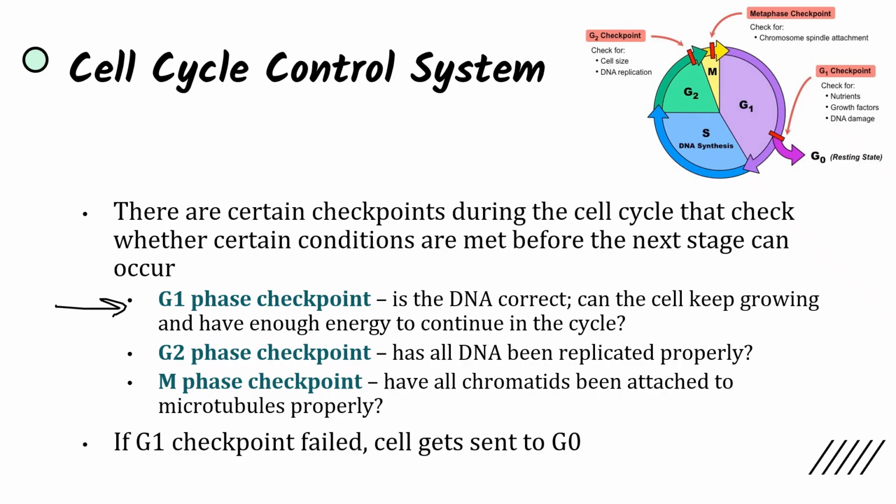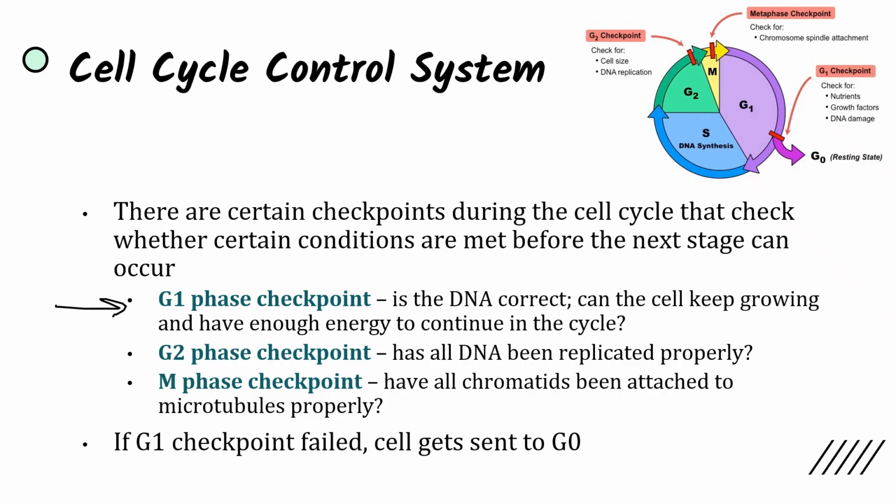Are there any mutations? Because we don't want to replicate and divide cells that have DNA with mutations. Can the cell keep growing and have enough energy to continue in the cycle? Essentially, is it going to be able to go through this whole cycle and then divide? And cells that don't pass this G1 checkpoint, the cell gets sent to G0. But generally, if a cell passes G1, then it'll tend to complete the cycle.